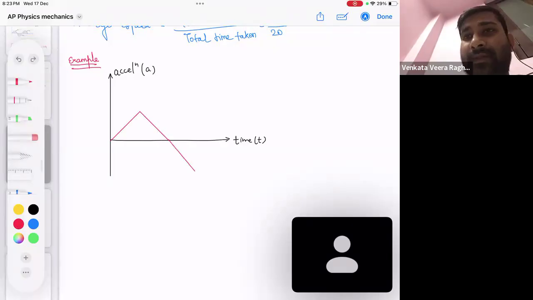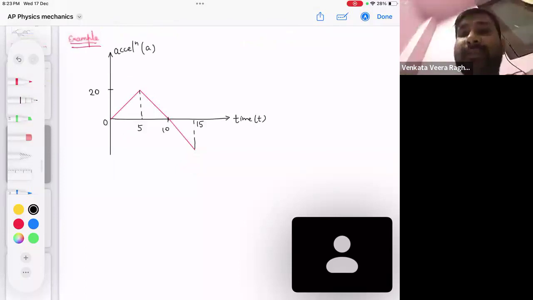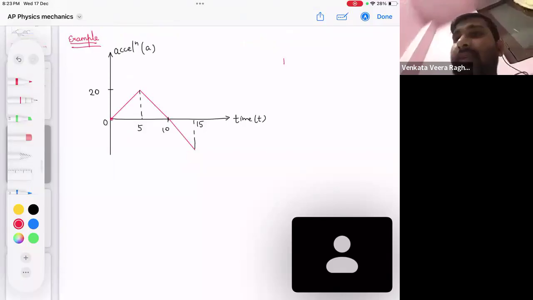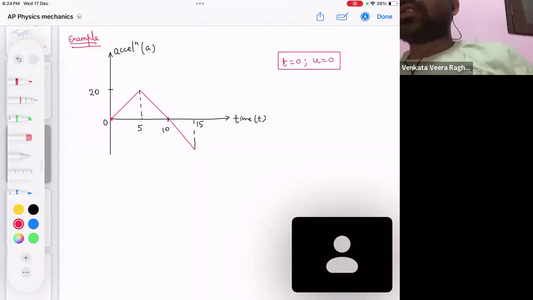Values are given to us. This value is given 0, this is given 5, this is given 10, this is given 15, and this is given 20. Now see the question carefully. Initially, the particle is at rest. At t equal to 0, the particle is at rest, meaning the particle is starting its journey from the rest condition.